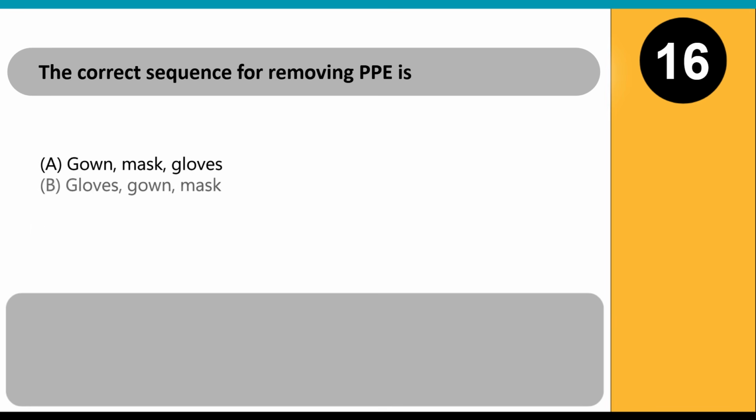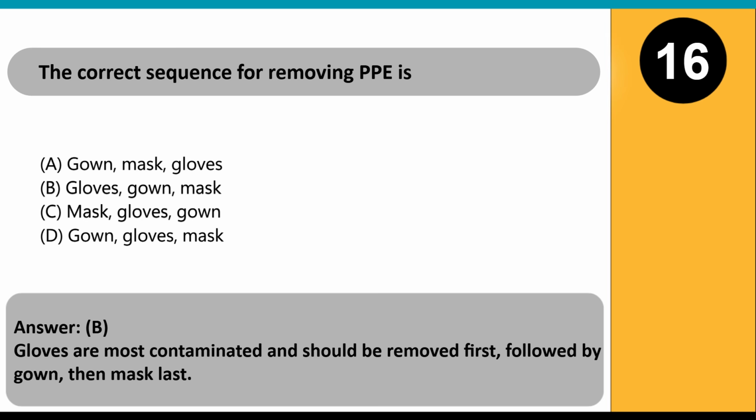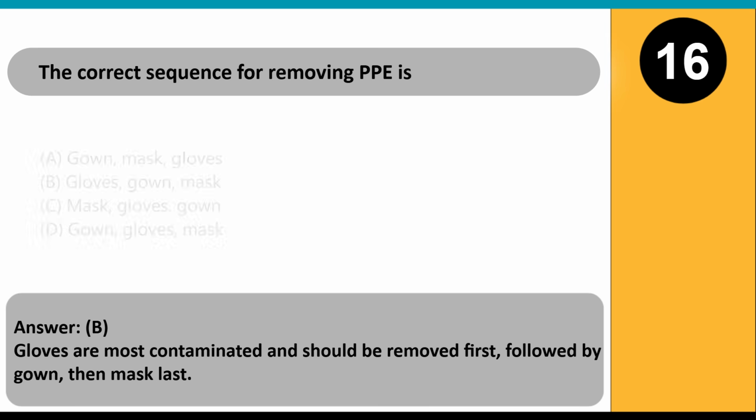The correct sequence for removing PPE is: A. Gown, mask, gloves. B. Gloves, gown, mask. C. Mask, gloves, gown. D. Gown, gloves, mask. Answer: B. Gloves are most contaminated and should be removed first, followed by gown, then mask last.